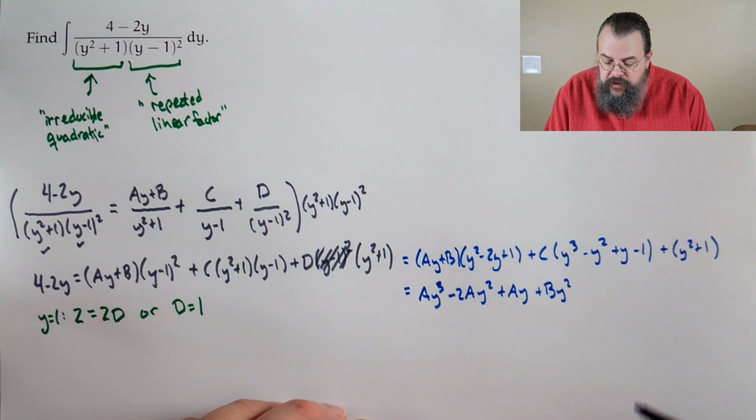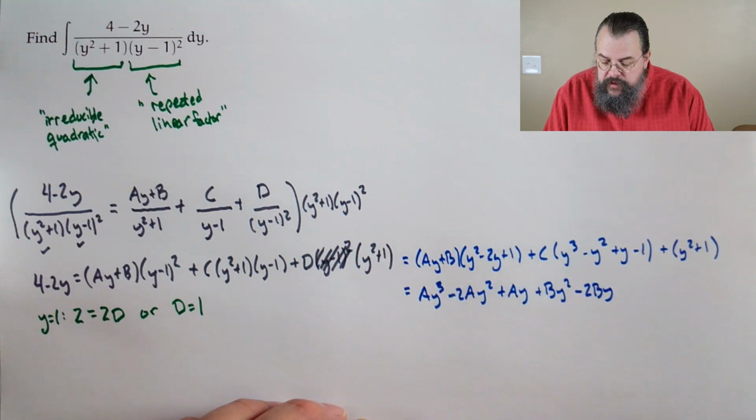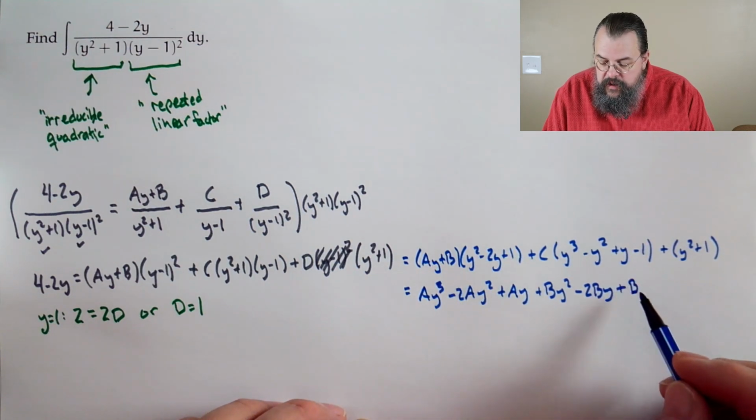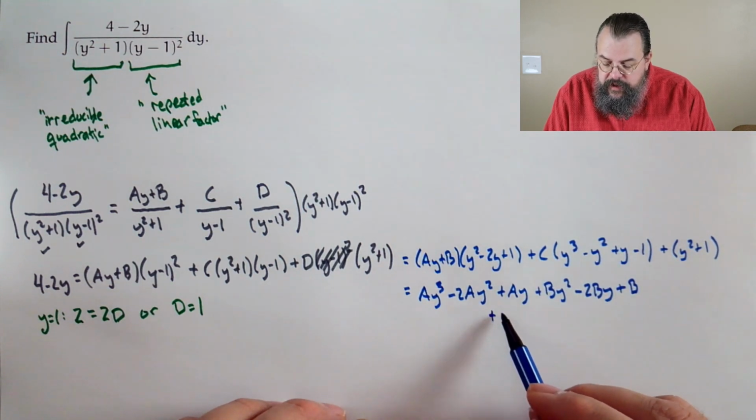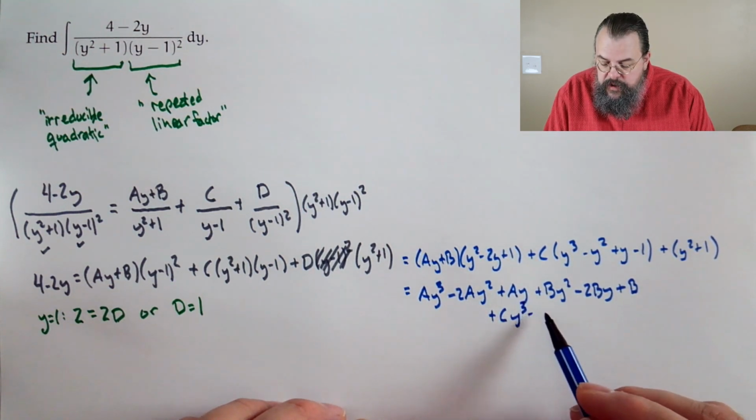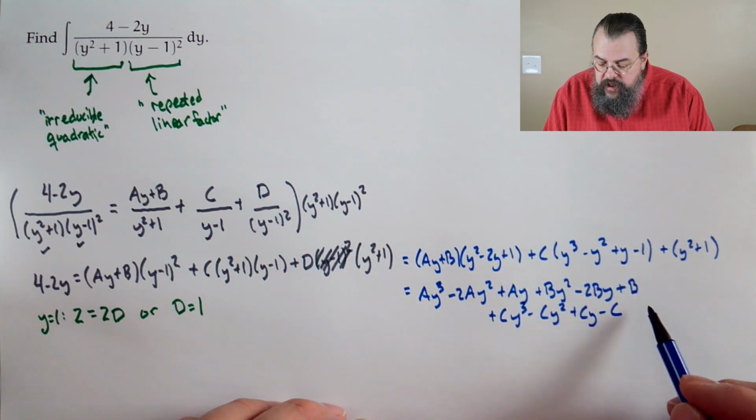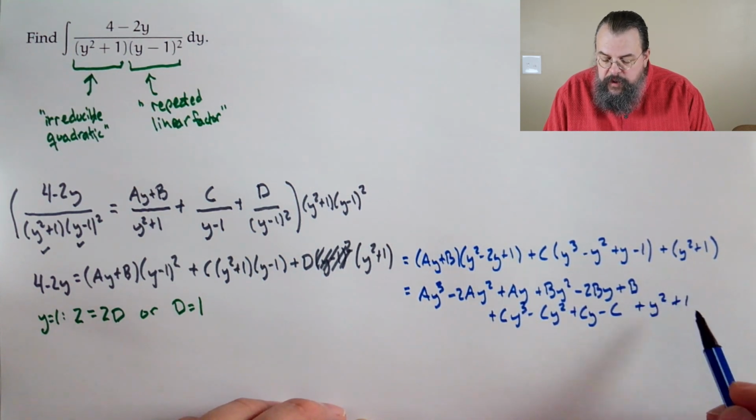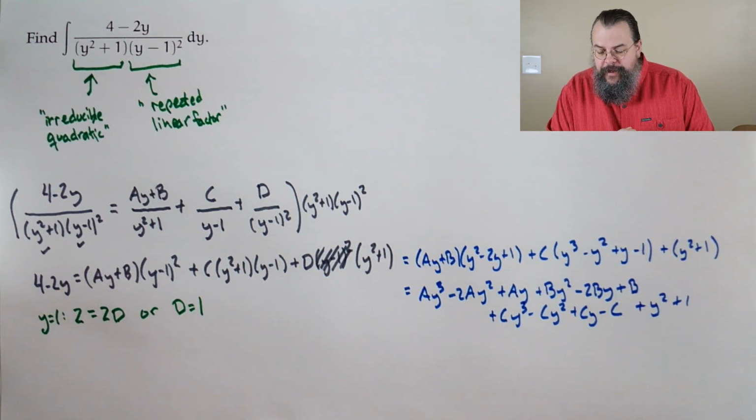And then b times minus 2y. And then b times 1. So that's plus b. And then we have the next terms. Okay, we're running out of space, so we'll go to the next line. Cy cubed minus cy squared plus cy minus c plus y squared plus 1. Okay. All right. We've done a lot.